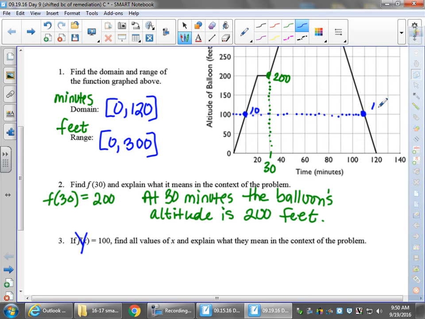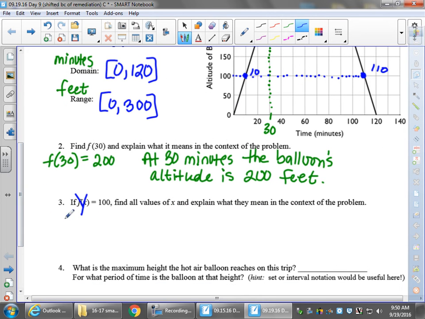110 or 120? 110. Good. Careful. 120's here. I'm at 110. So we have two values, right? It said find all the x values. So all the x values kind of hints that there could be more than one. What's my first x value? 10. And then what's my second x value?